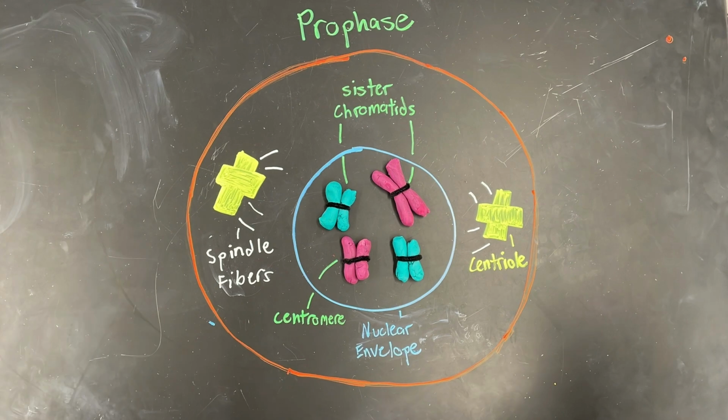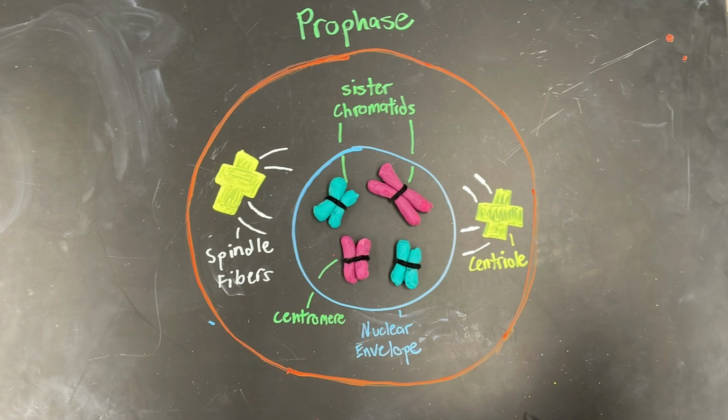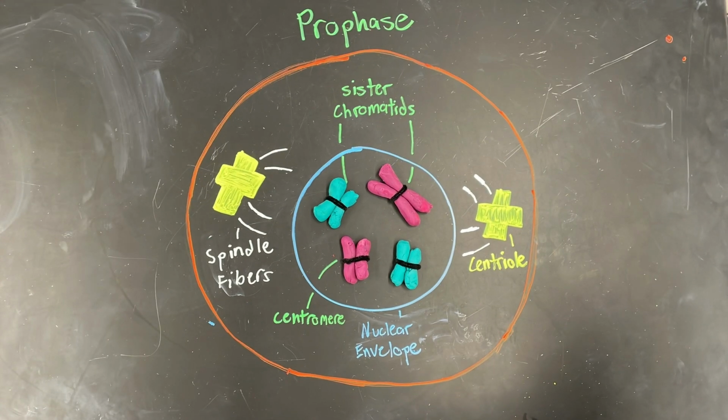In prophase, chromatin is condensed into sister chromatids. Centrioles begin to move towards the opposite ends of the cell and start forming spindle fibers. Finally, the nuclear envelope breaks down.